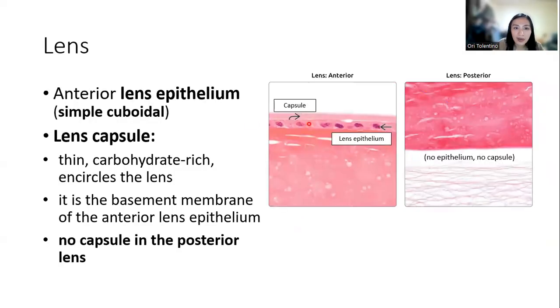It is covered by a thin, simple, cuboidal epithelium. Also, a thin carbohydrate-rich lens capsule encircles the lens. This capsule is the basement membrane of the anterior lens epithelium. Note that the posterior aspect of the lens does not have an epithelial layer, so it has no capsule. Since only the anterior epithelium is present, there will only be an anterior capsule. This capsule will thicken with age, while the posterior part of the lens does not.